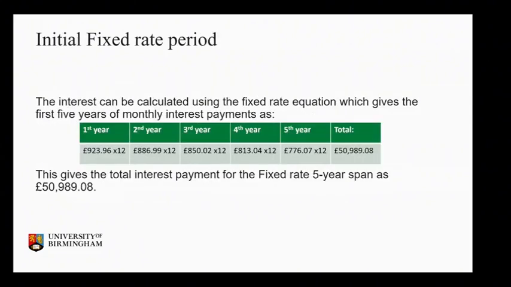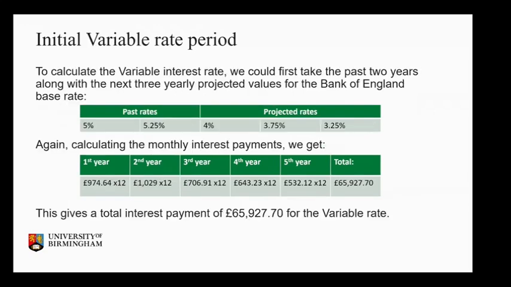Now for the actual fixed rate interest, this can be calculated using the fixed rate equation from before, which gives the first 5 years below. And this gives the total interest payment over this 5-year span as £50,989.08.